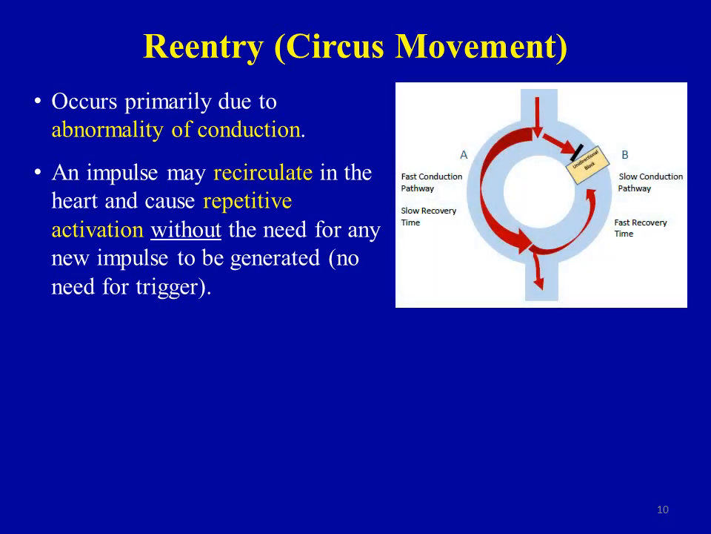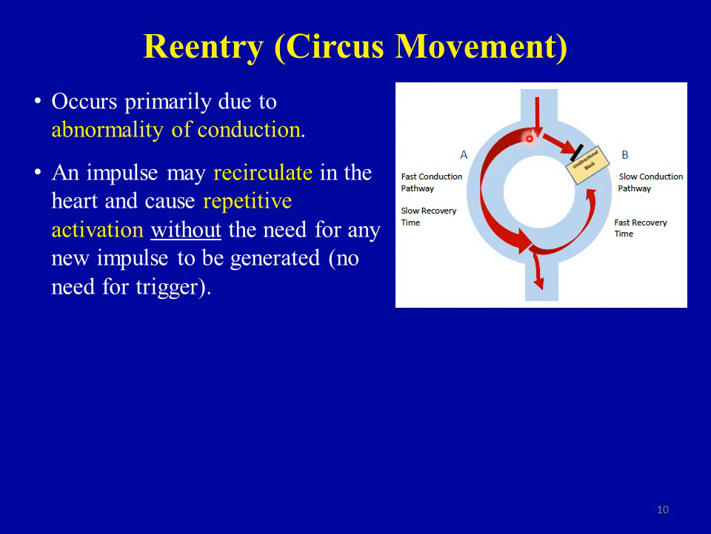As you can see here, for example, we have a part of the conduction system that branches into two pathways, and then they will merge again. The pathways have different properties. Pathway A has fast conduction but slow recovery time. Pathway B has slow conduction but fast recovery period. So let's assume that an action potential is coming down through this path, and then it will split into the fast conduction pathway and the slow conduction pathway.